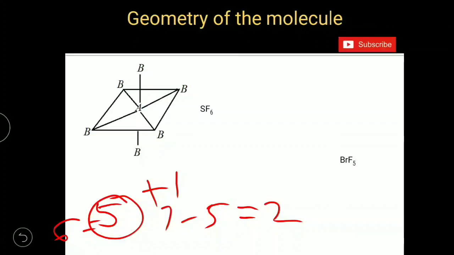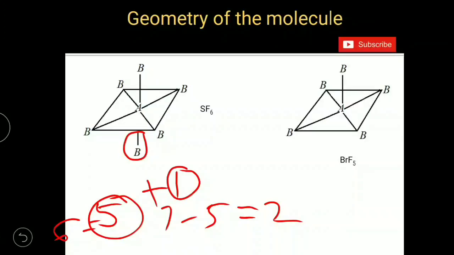But we have one lone pair of electrons, and in octahedral structure, lone pairs occupy axial positions. So one of the axial positions is occupied by lone pair. Then shape of BrF5 has become square pyramidal because each axial position is considered as a pyramidal shape. So it's a square pyramidal shape.